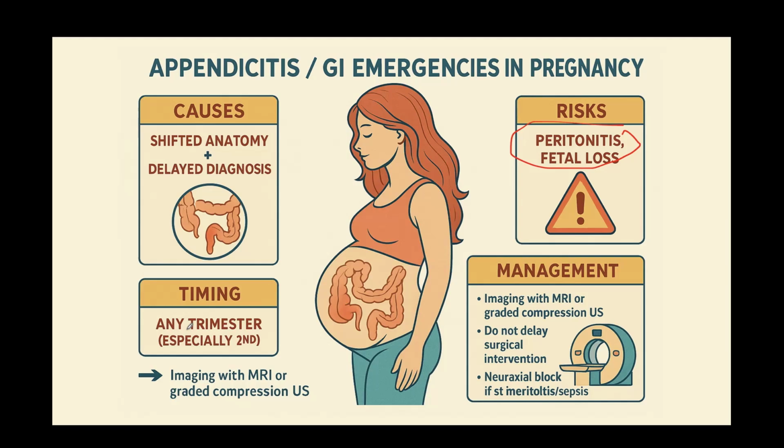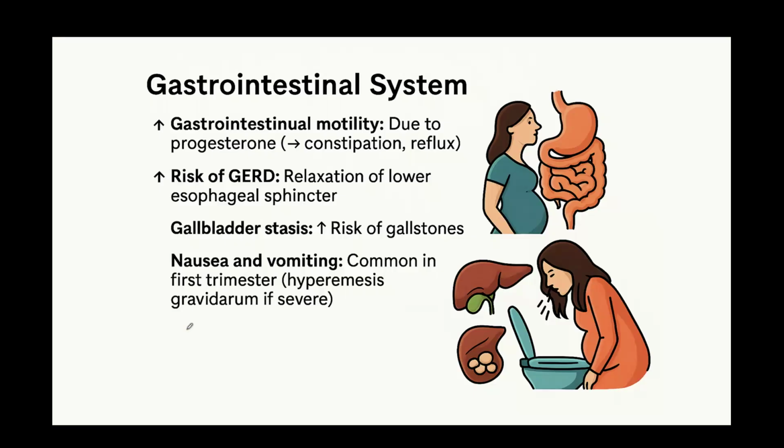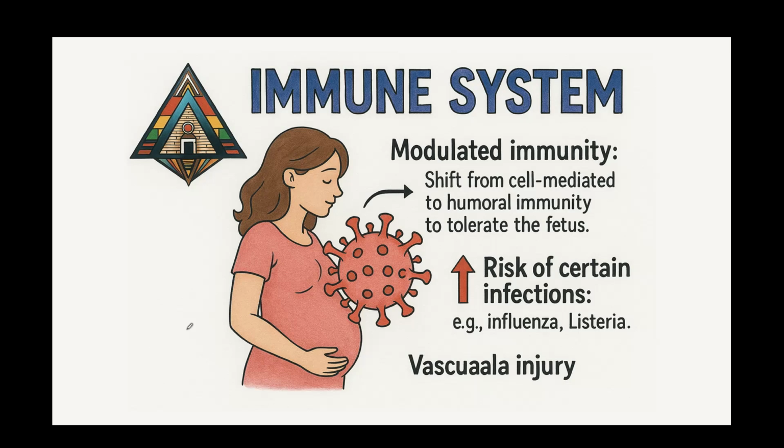Another effect on the gastrointestinal system is a decrease of gastrointestinal motility due to progesterone. That leads to constipation and reflux. There is a risk of gastroesophageal reflux disease, as we said, from relaxation of the lower esophageal sphincter. Gallbladder stasis increases the risk of gallstones. Nausea and vomiting are common in the first trimester. Hyperemesis gravidarum is severe and one of the indications for hospital admission, especially in primigravida.